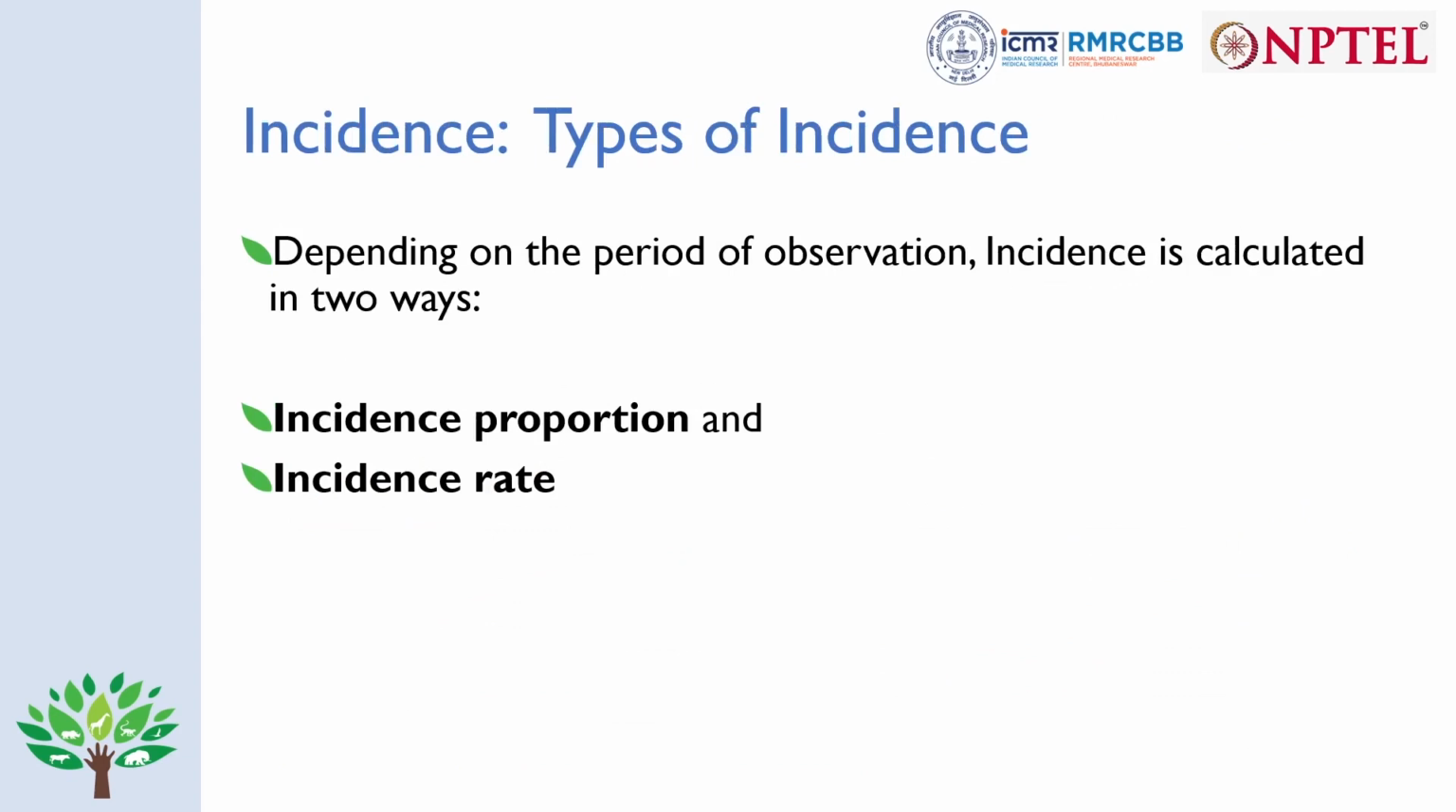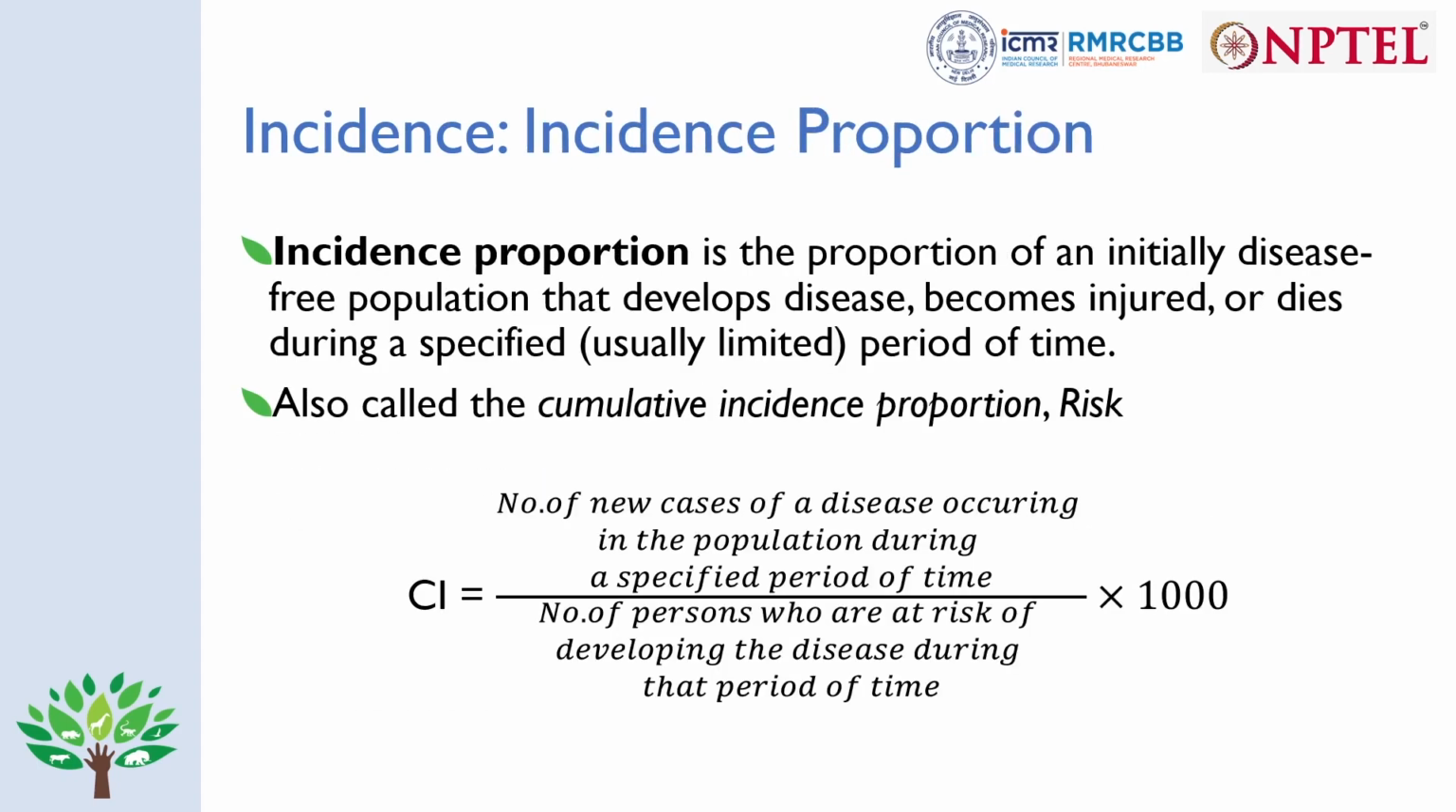Incidence is of two types. One is incidence proportion, another is incidence rate. Incidence proportion is the proportion of an initially disease-free population that develops disease, becomes injured or dies during a specified period of time. It is also called the cumulative incidence or risk. So cumulative incidence, represented as CI here, is the number of new cases of a disease occurring in the population during a specified period of time divided by the number of persons who are at risk of developing the disease during that period of time, into 1000. So this is the cumulative incidence or incidence proportion.